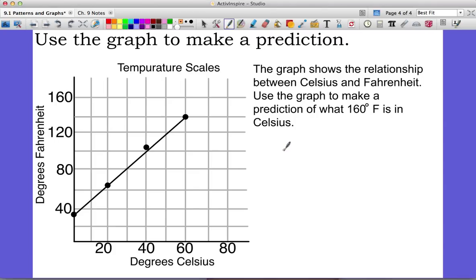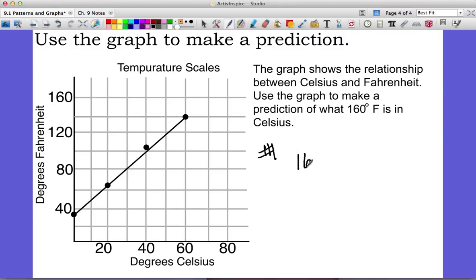All right, and last, use the graph to make a prediction. So this graph here shows the relationship between Celsius and Fahrenheit. Use the graph to make a prediction of what 160 degrees Fahrenheit is in Celsius. So this is what I want you to do. I want you to take a look at the graph, and on Edmodo, I want you to post. This is going to be your only problem.